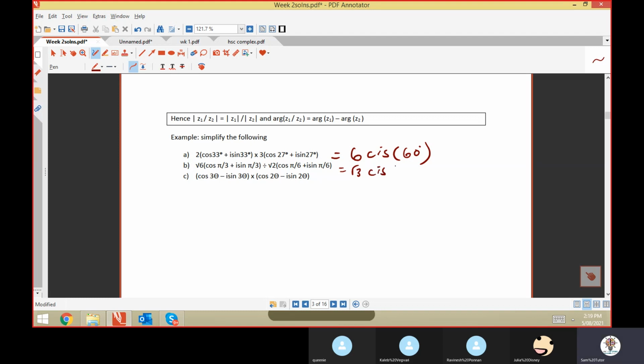And then cis. Now you subtract. So 60 take away 30. Pi on 3 minus pi on 6, which equals root 3 cis pi on 3 minus pi on 6. 6 take away 3 is 3. You're on 18 minus 6, yeah.